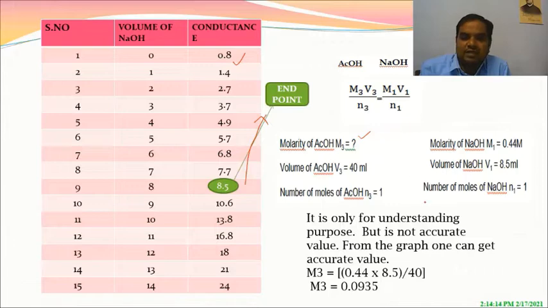Accurately, we are getting 0.0935. That is the molarity of the acetic acid. When presenting the result, the concentration of sodium hydroxide we got is 0.44 molar, and the concentration of the given weak acid we are getting is 0.0935 molar. That is not accurate, just for your understanding.